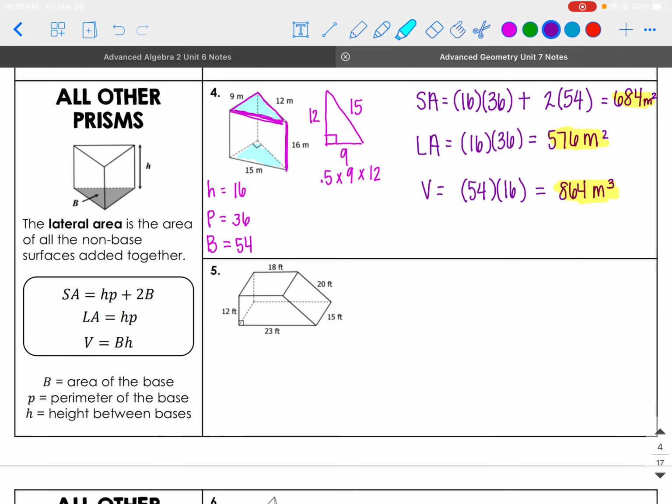All right, number 5. Let's look for our bases of the shape, and that would be these trapezoids. Then the one in the back as well. Okay. So the height is not 12. Remember, your height of your shape is from base to base. This prism was knocked over on its side. So the height is 15.